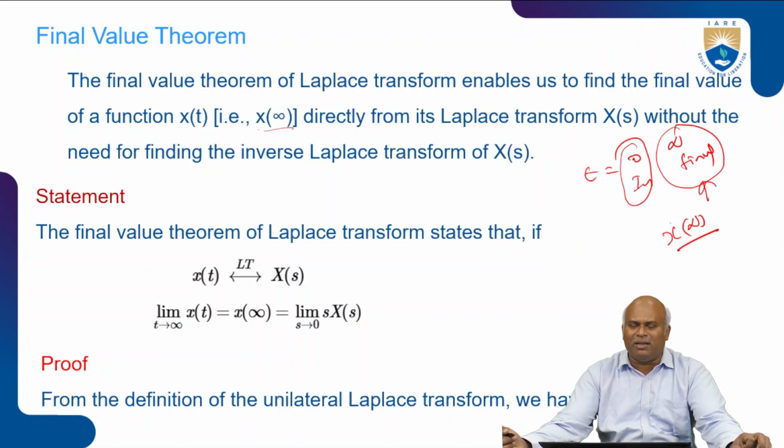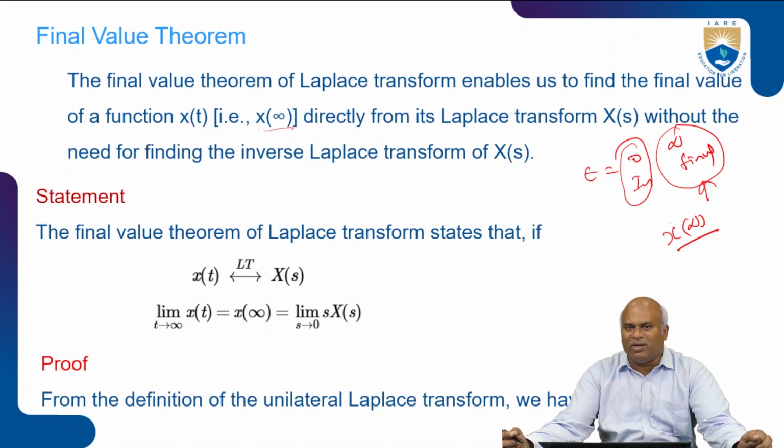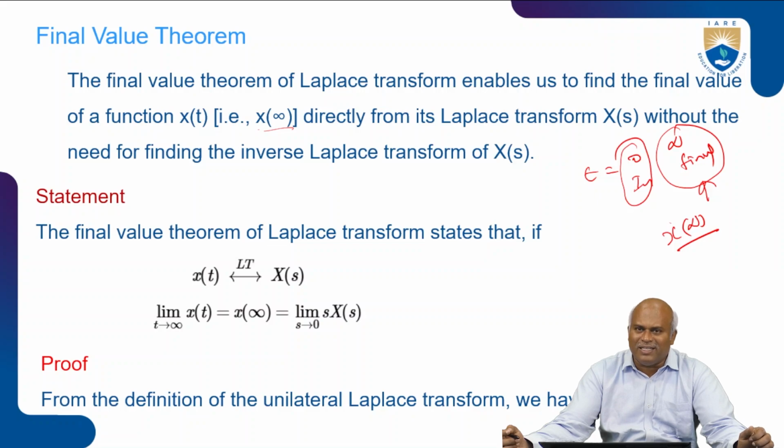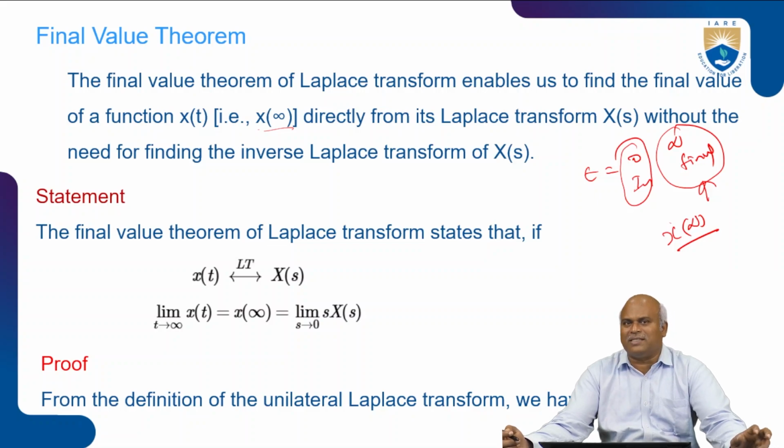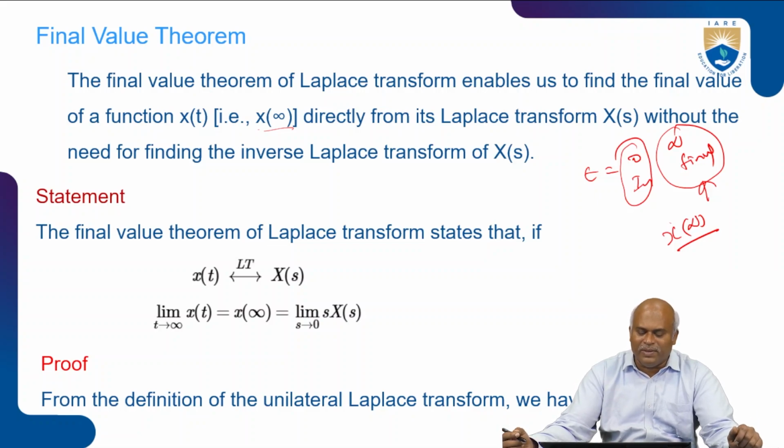The final value theorem of the Laplace transform states that if the Laplace transform of x of t is x of s, then the limit as t tends to infinity of x of t, which is x of infinity, is equal to the limit as s tends to 0 of s into x of s. This is called the final value theorem. Next we go for the proof of the final value theorem.